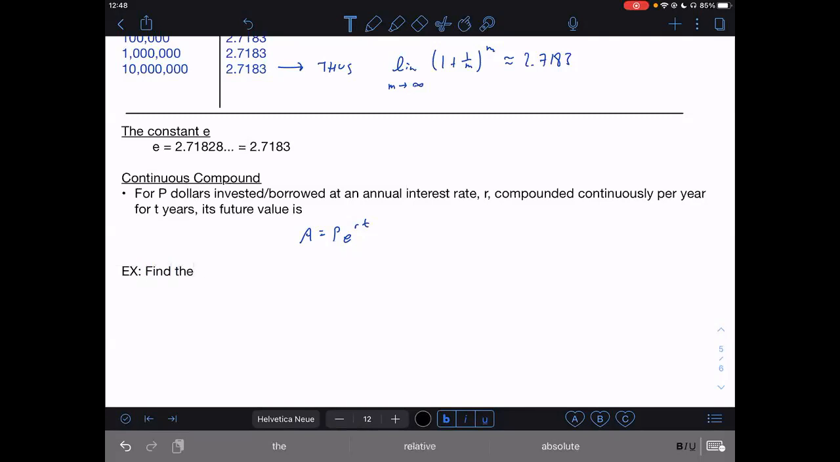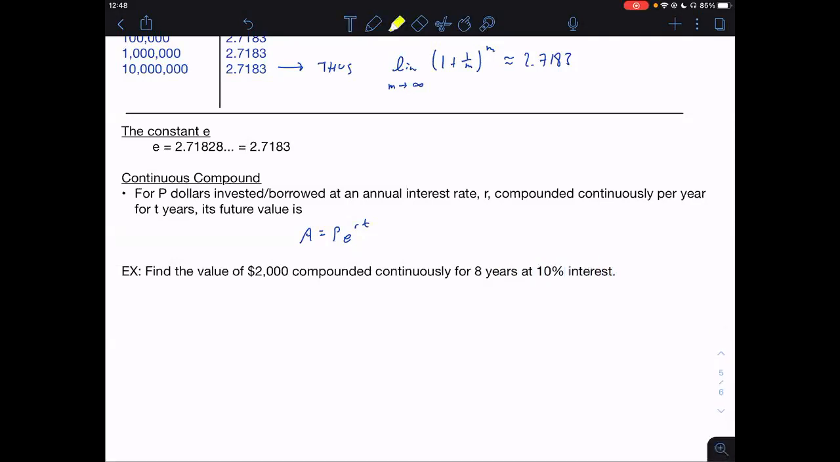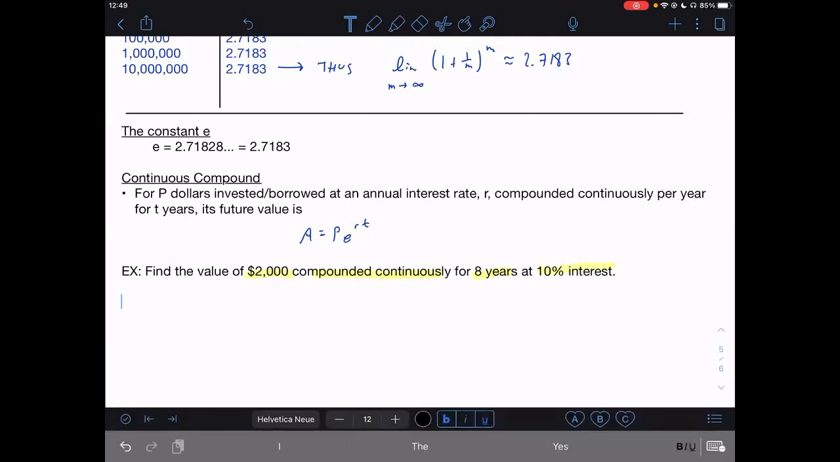Suppose we want to find the value of $2,000 compounded continuously for, say, 8 years at 10% interest. Okay, so there we see that key word, compounded continuously, for an initial investment of $2,000 for 8 years at an interest of 10%. So once again, as we have done before, let's identify our numbers here.